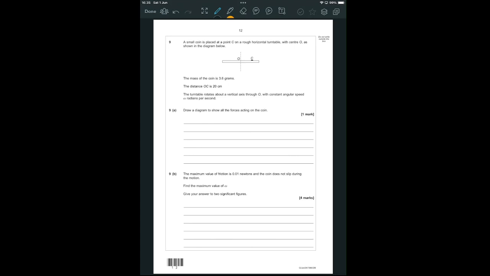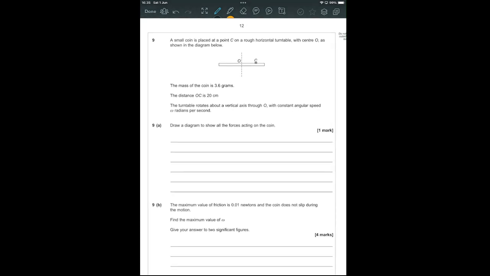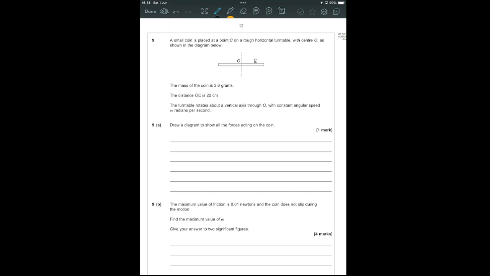Question 9. A small coin is placed on a rough horizontal turntable, as shown. The mass of the coin is 3.6 grams. A little awkward that it's in grams. I need to be able to turn that into kg if I do anything clever with it. The distance OC is 20 centimeters. So I already need to convert that into 0.2 meters. It rotates around the vertical axis through O with omega radians per second.